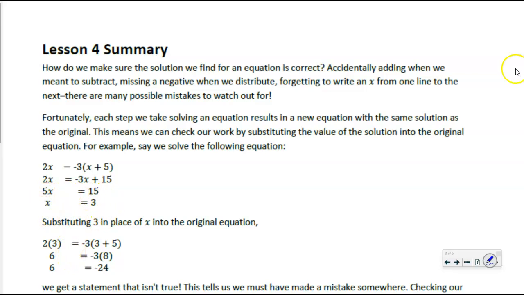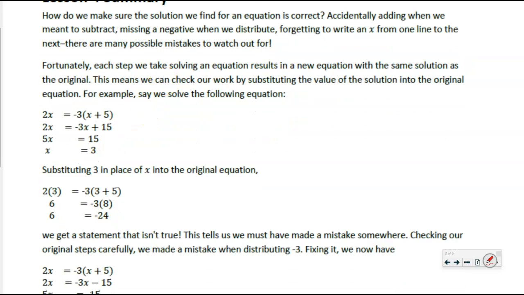I can check that answer as we've done in previous lessons, and I do so by saying, well, since x is equal to 3, anytime I see an x, I'm going to substitute in a 3. So I have 2 times x becomes 2 times 3. That simplifies to 6. I have -3 times x plus 5, and that changes to -3 times 3 plus 5. Well, 3 plus 5 in parentheses is 8. And 8 times -3 is -24. And I realize I must have made a mistake because 6 is in no way equal to -24.